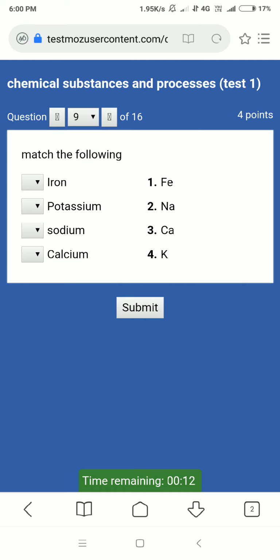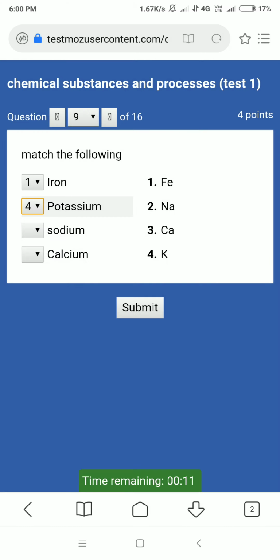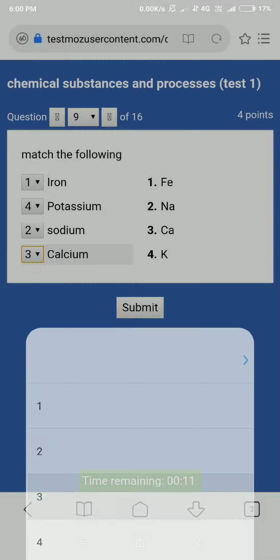Next, again match the following. Here I have written the name of certain elements, and on the right side I have written their symbols. You have to match these. Iron, it is Fe. Potassium is K, so it will be fourth one. Sodium is Na, it will be second one. Calcium is represented by Ca, so the answer will be 3.